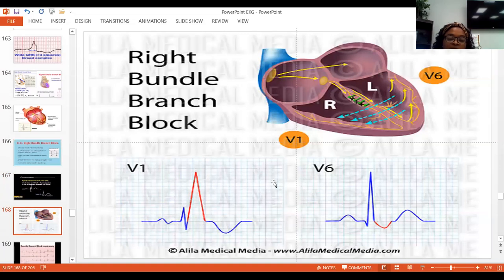Okay, here again, and y'all know I like to give different illustrations so that everybody has a different view of it. So again, you're going to choose which slide best illustrates it to you in a way that you can understand it, and then you just go with that slide to help you, okay? So here, this is just another illustration of our V1 and V6 for a right bundle branch block.